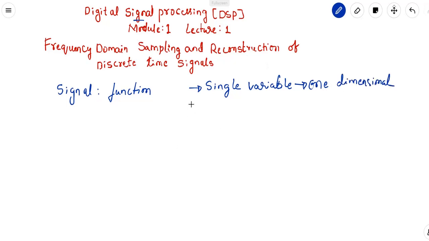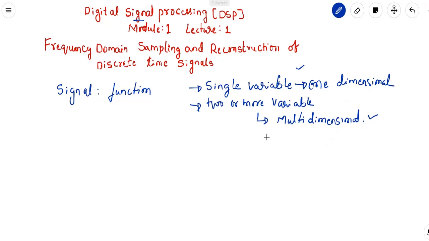Now if this signal is dependent on two or more variables, then we call it multi-dimensional. An example of a single variable signal is a speech signal, and an example of a multi-dimensional signal is an image signal. Now, signals again have two types: one is the analog signal and the second is the digital signal.